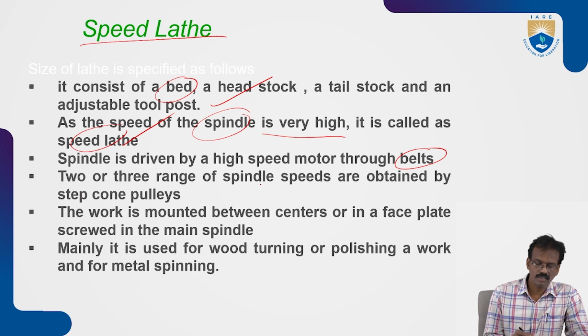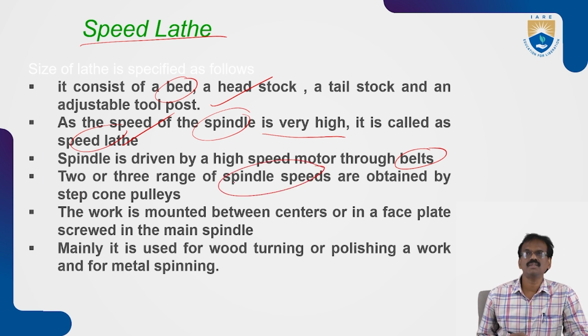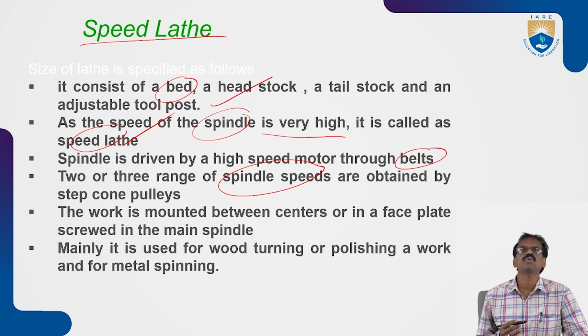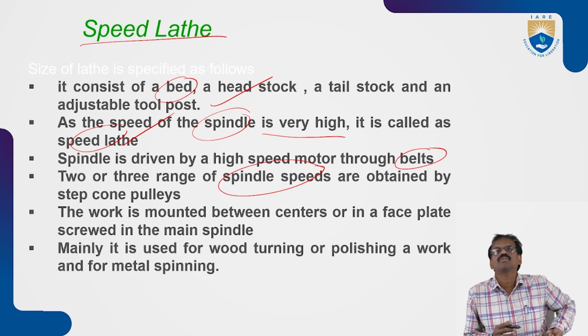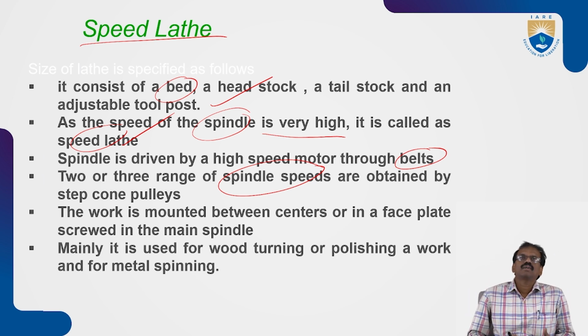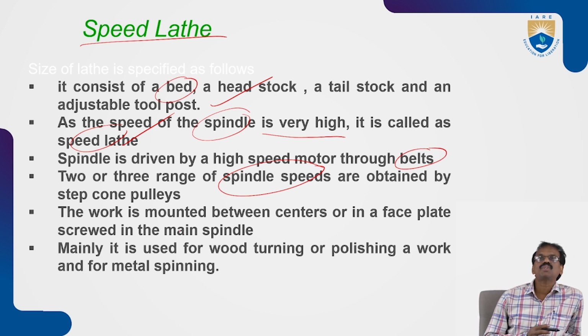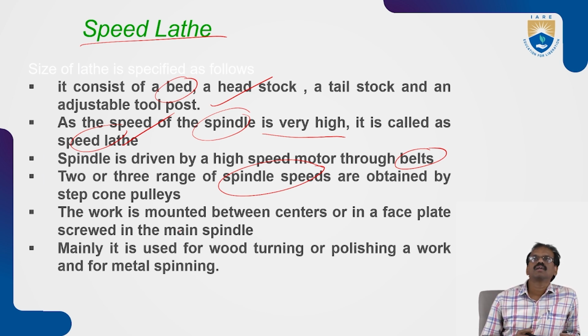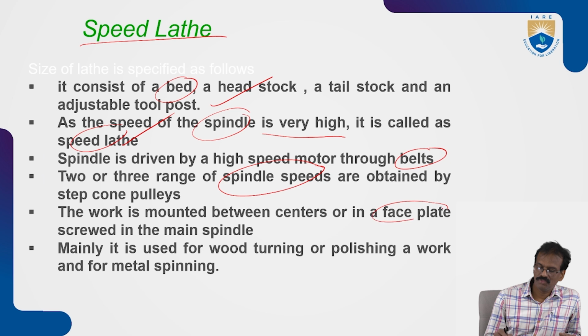Next, two or three ranges of spindle speeds can be obtained by step cone pulleys. By the help of cone pulleys, we can maintain two to three ranges of spindle speeds. Next, work is mounted between the centers, live center and dead center, by the help of a face plate screwed to the spindle head, the main head.